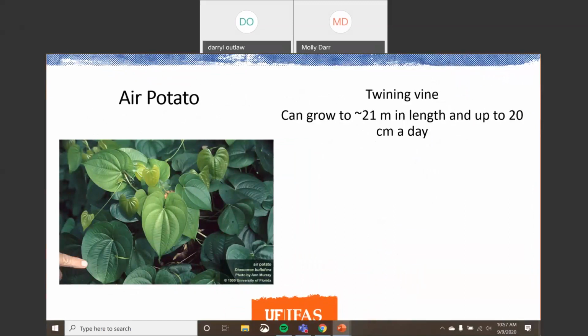Okay, as I said before, this is a twining vine. This vine can grow up to 21 meters in length, so 21 meters up a tree, and can grow up to 20 centimeters a day. So that's up to 8 inches in a single day. You can literally watch this plant grow. I have just recently collected some time-lapse footage. It was not quite ready to put in this presentation, unfortunately, but you can literally sit there and watch it grow if you're that bored.